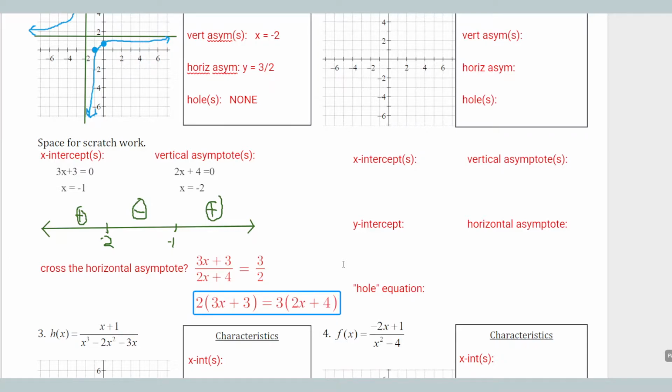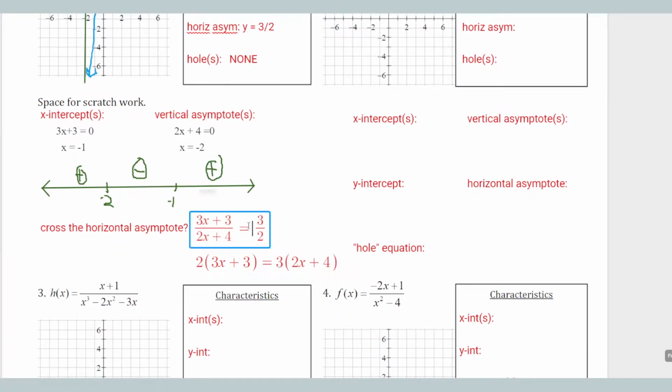I'm running out of room here, so I'm going to have to make this a little smaller so we can actually fit this work in here. Guess it doesn't want me to change the font size here.